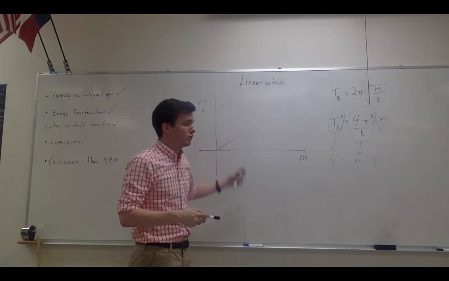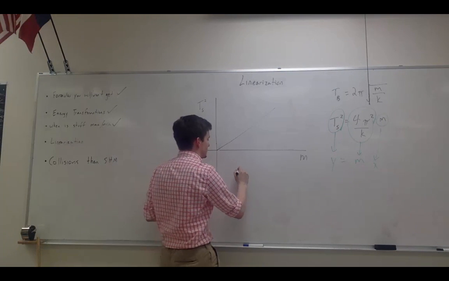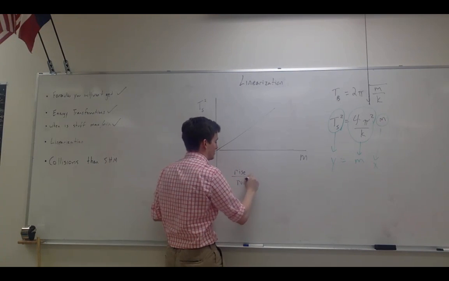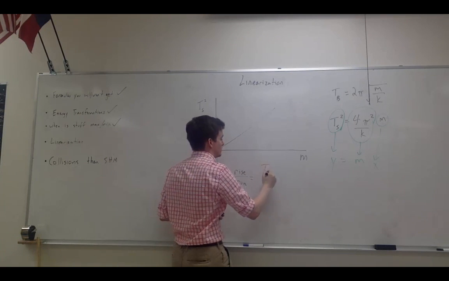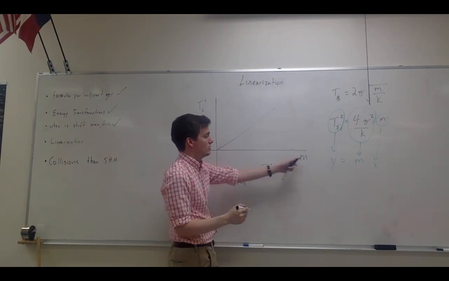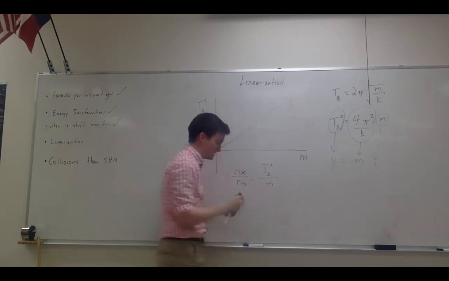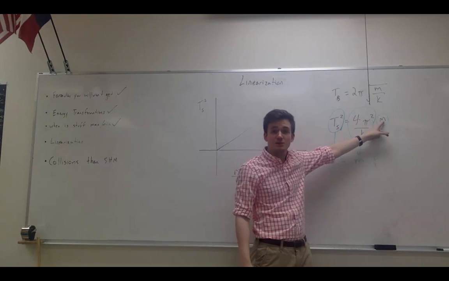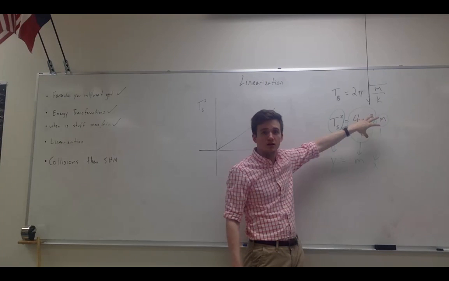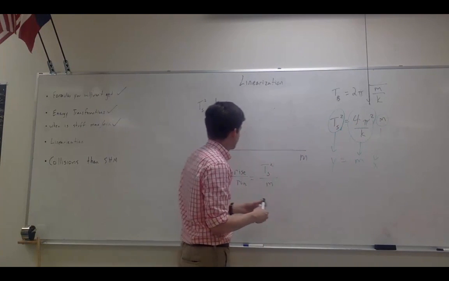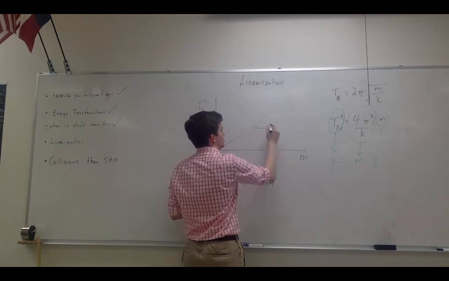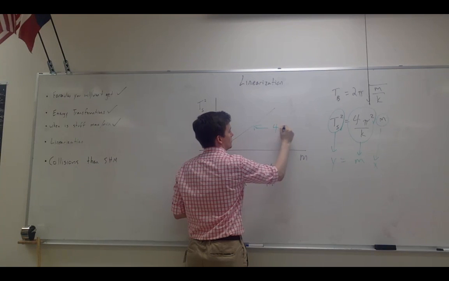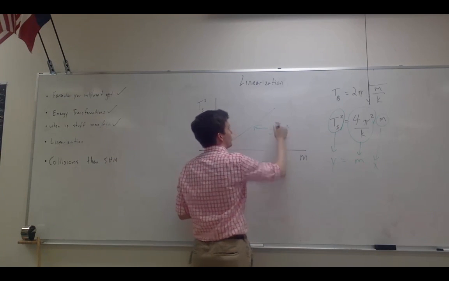Now, the rise over the run here, that's going to represent our slope, obviously. The rise is going to be the change in period squared. The run is going to be the change in mass. Well, look what happens over here if I do T squared divided by the mass. I'm left with our slope. So the slope of this is 4 pi squared over k.